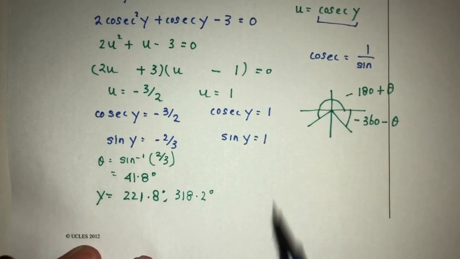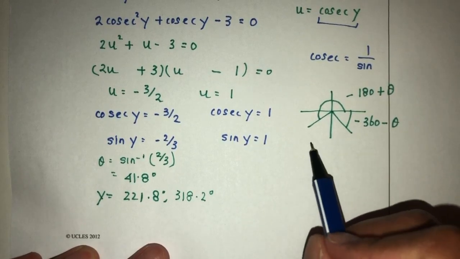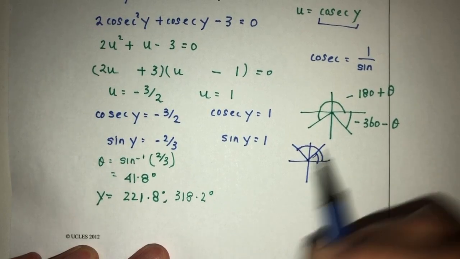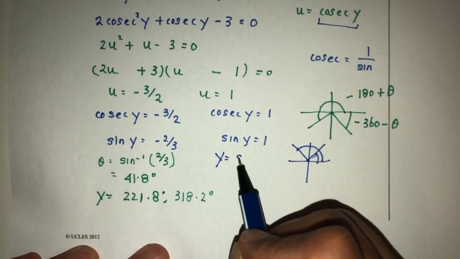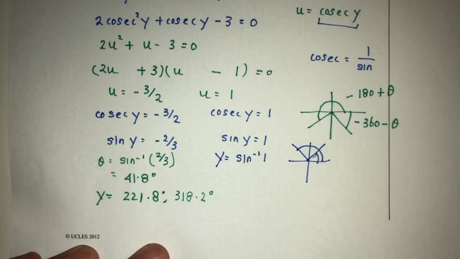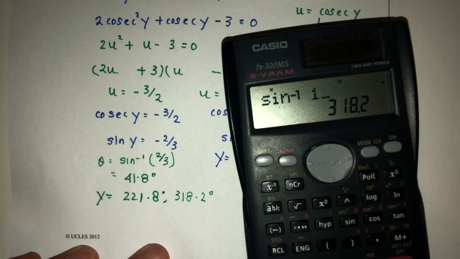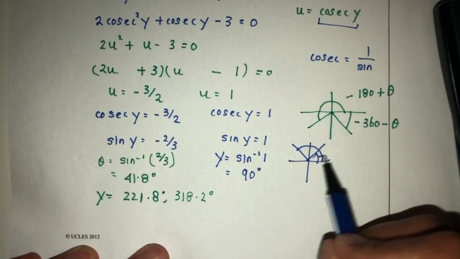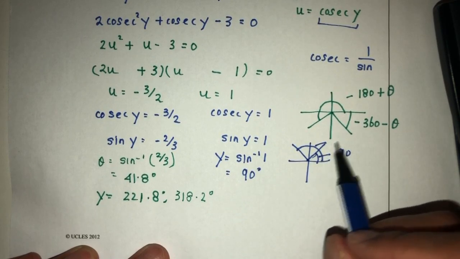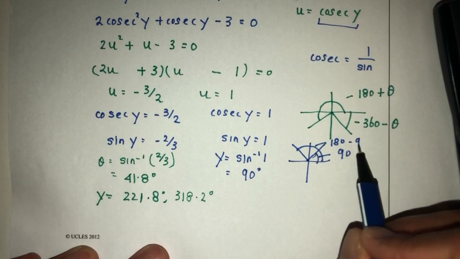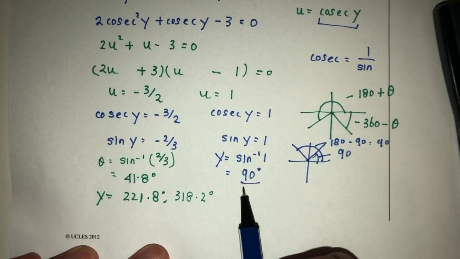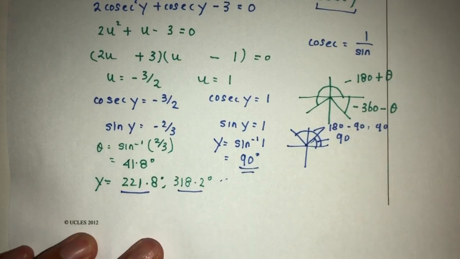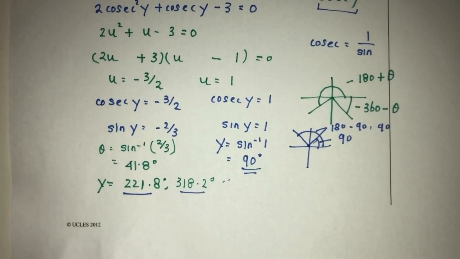Okay. Now for this one, it is positive, so you will be in your first quadrant and your second quadrant. So here we can find it directly because it is a positive value. That will be sine inverse of 1, that will be 90 degrees. And of course this will be 90, and this will be 180 minus 90, which is also 90. So we have only one answer for this part. As you can see, we have this and this and this as your answers. So 3 answers for the value of y for part 2.